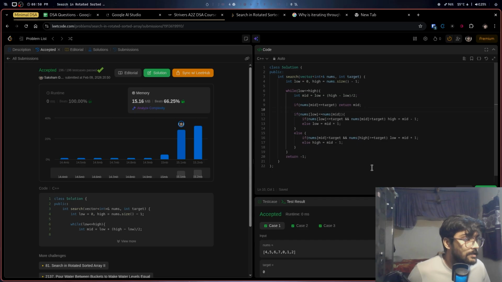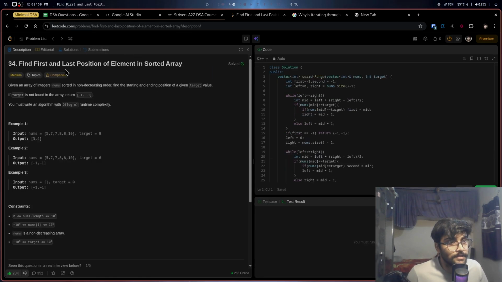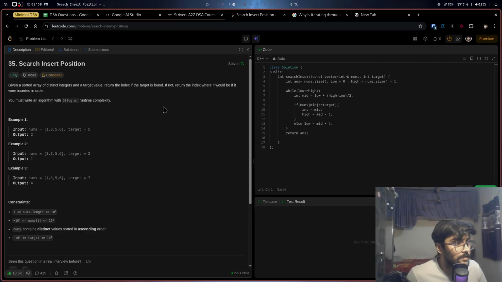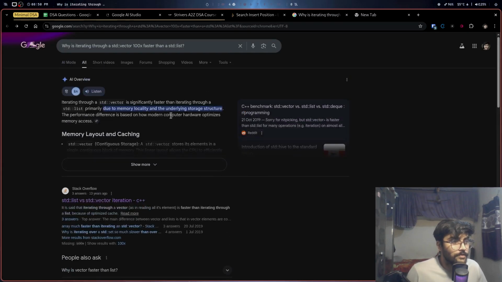Okay, so this was the question I did, and this question that I tried: find first and last position of an element in a sorted array. I believe that I showed this question. And also which question I did? Search insert position. Also this I was learning.